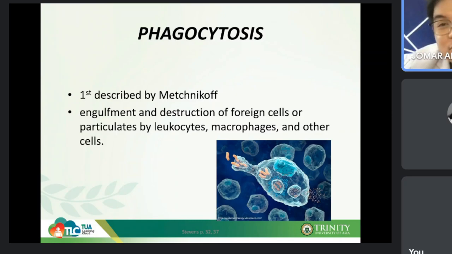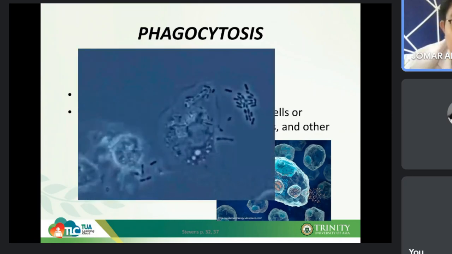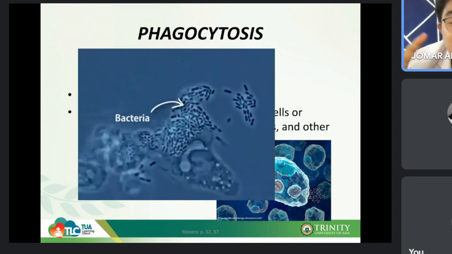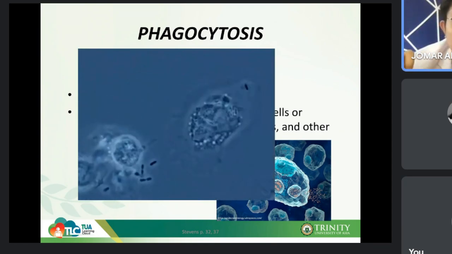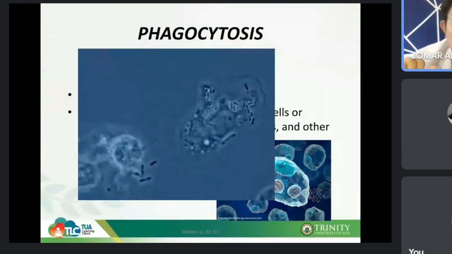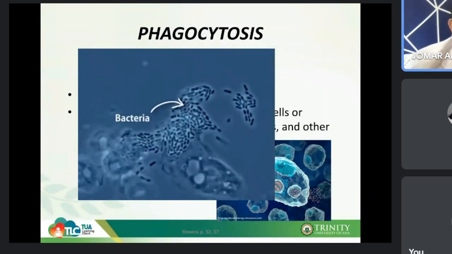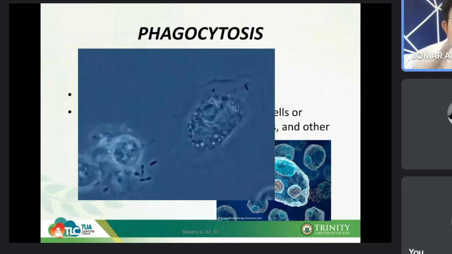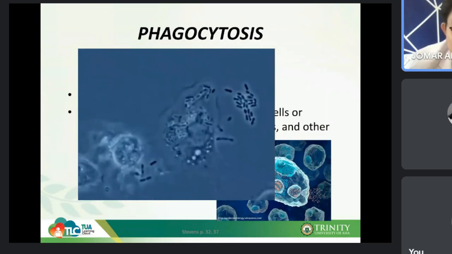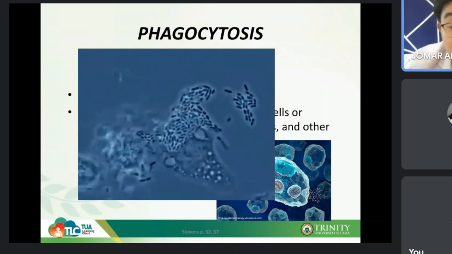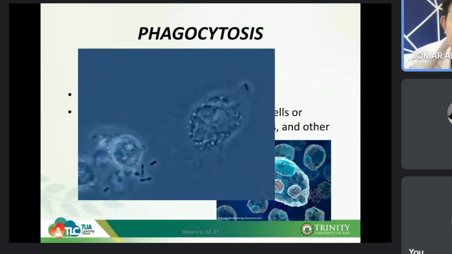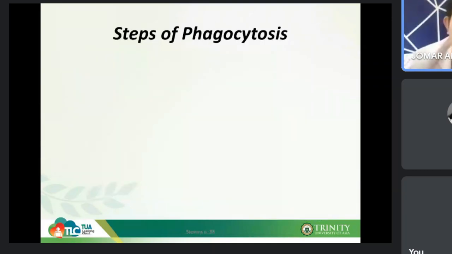So, this is how phagocytosis happens. Your WBC, your leukocytes, are able to engulf the bacterial cell. And not only engulf, because if you eat it, so what? It is still inside the body. It needs to be destroyed. And as we go along, we will now be talking about the different steps in phagocytosis.